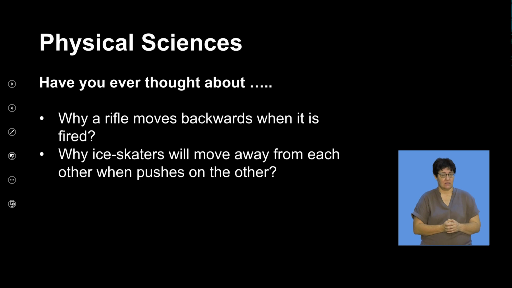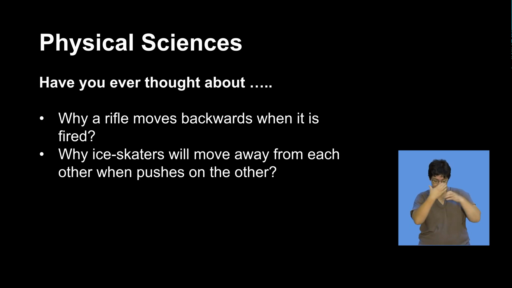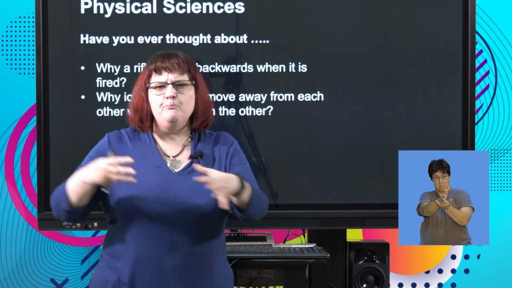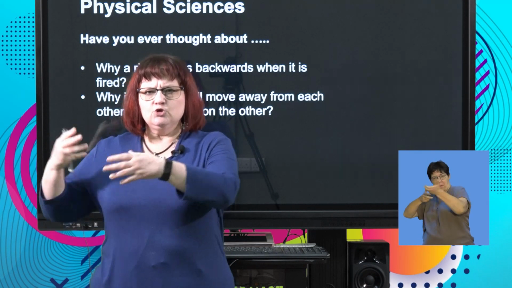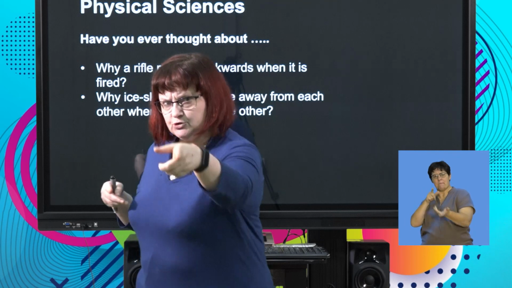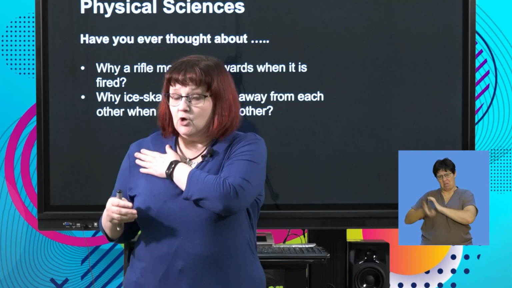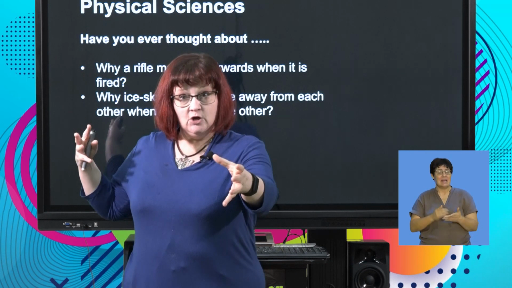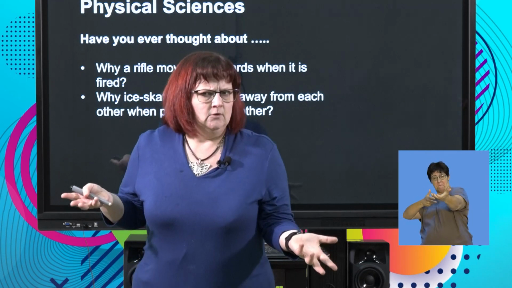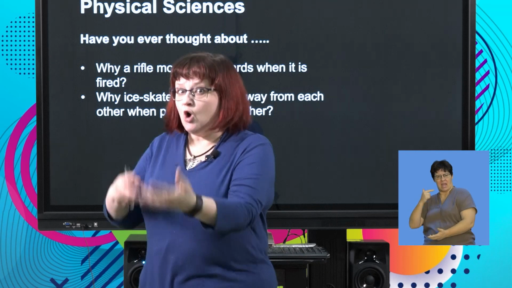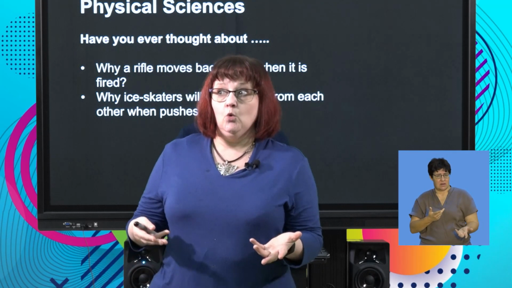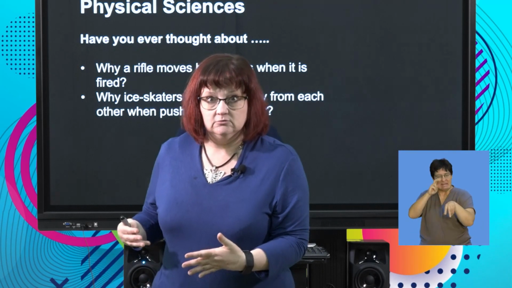What we're going to think about in this section is, why does a rifle move backwards when you shoot it? You shoot it, the bullet goes forward, but if you don't shoot it properly, it can do a lot of damage, okay? Especially big rifles. But why? Why does it have to move backwards? You can't actually shoot a gun without there being recoil, okay?